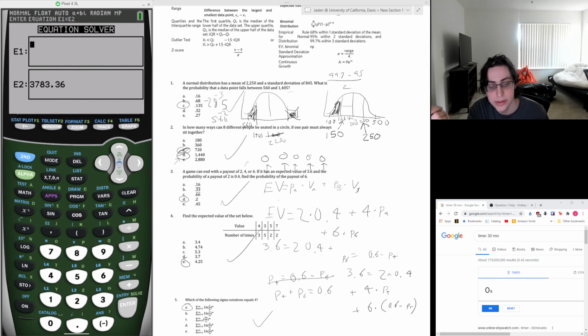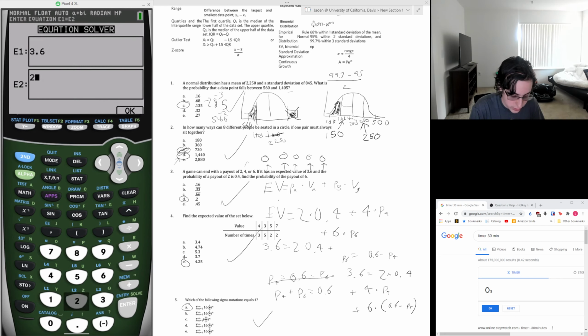And basically what this lets you do is solve for one variable. I'll show you how to do it this time because I probably won't have time to do this on every test, on every question. In this case, we have 3.6 equals 2 times 0.4 plus 4 times, let's say, x for P4, plus 6 times 0.6 minus x. On my phone, it's a little hard to press some of the buttons, so that's why you see me pausing. That way, it's setting everything up in terms of one variable.